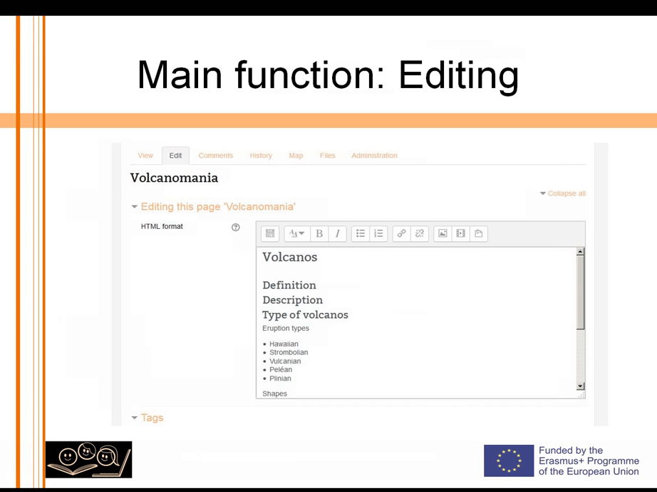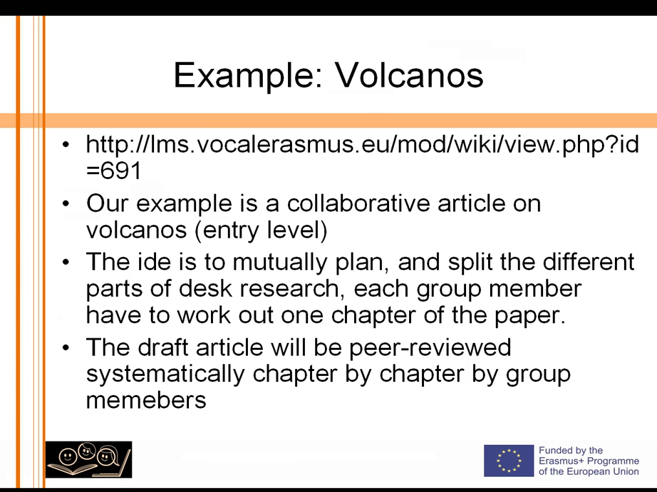Here you can see our example, which is about volcanoes. You can see the edit page, and this is in HTML format. It is quite easy to understand. Let's talk about a typical example, and I was thinking of an interesting topic: volcanoes. If you are in the system, here is the link for the wiki that was created. Our example is a collaborative article on volcanoes. Let's say it is an entry-level example.